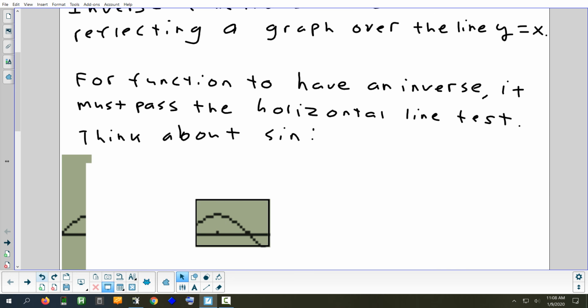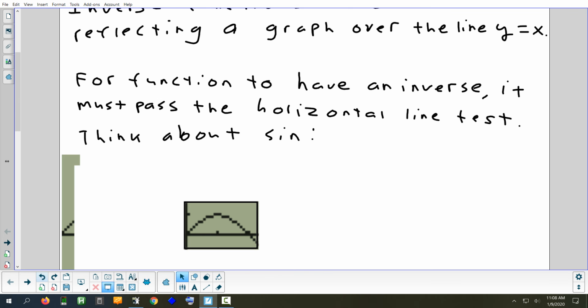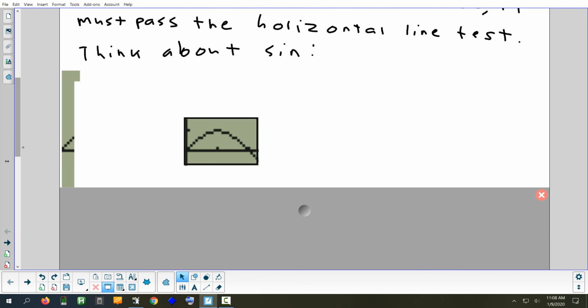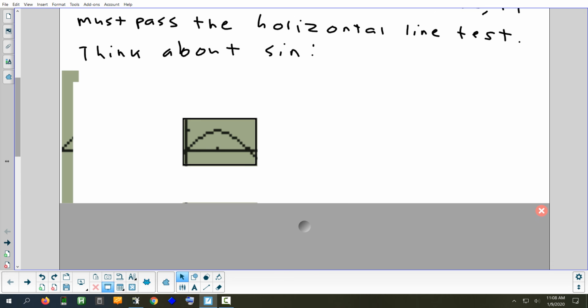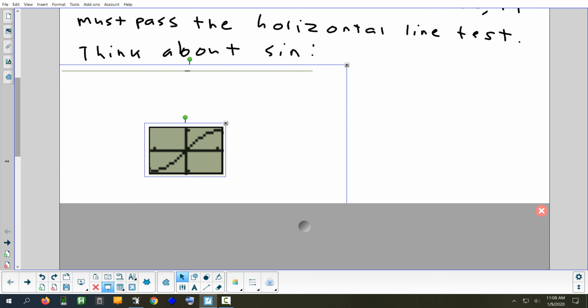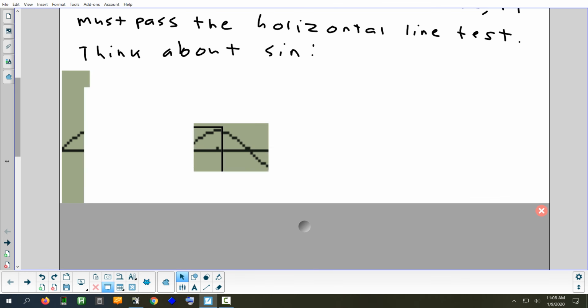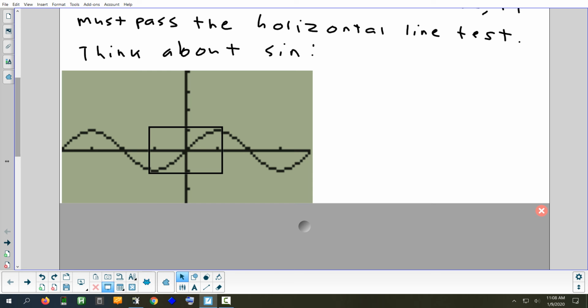So let's say I focus on that section. Does that section pass the horizontal line test? No. A horizontal line could still hit more than once. How about if I focus on, that's pretty close, how about that section? Yeah, that section passes the horizontal line test. So focus on what that looks like. Let's move this out of the way. Oh, it's actually perfect. We're focusing from here to here. That's basically a quarter cycle to the right and a quarter cycle to the left.